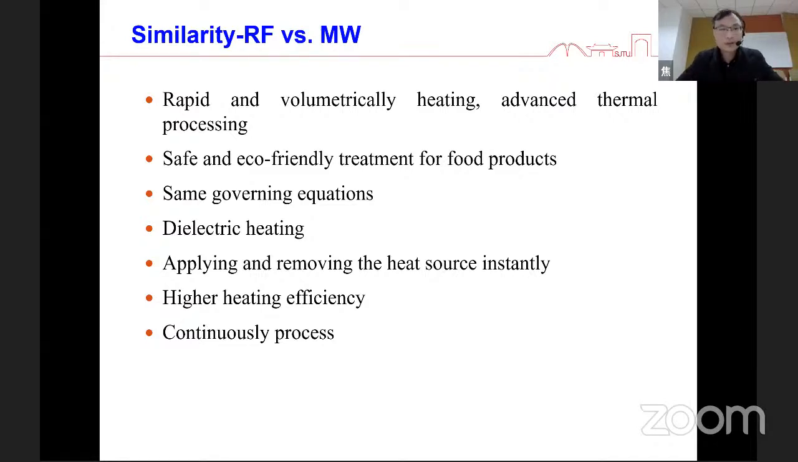So here is a comparison between the RF and microwave heating processes. These are the similarities. Both of them are rapid and volumetric heating methods. They are advanced thermal processing methods, and they are safe and eco-friendly treatment methods for food products. They have the same governing equations, both of them are dielectric heating methods, and they both have higher heating efficiency compared with conventional heating methods. Both of them can be designed as a continuous process, which is very important if we try to scale up for industrial application.